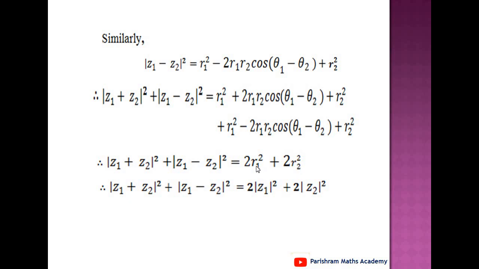2r2 square. But r1 is the same as mod of z1, therefore r1 square is the same as mod of z1 square, and r2 square is the same as mod of z2 square. Therefore mod of z1 plus z2 square plus mod of z1 minus z2 square equals 2 times mod of z1 square plus 2 times mod of z2 square, which is the required proof. These are properties of complex numbers.